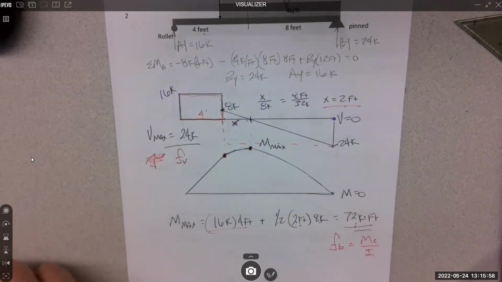Oh, remember, if you did the section, like this is the beam, if you come up with a negative 72, the internal moment resists that, right? Yeah, so that's the internal moment resisting this one, and it becomes positive.